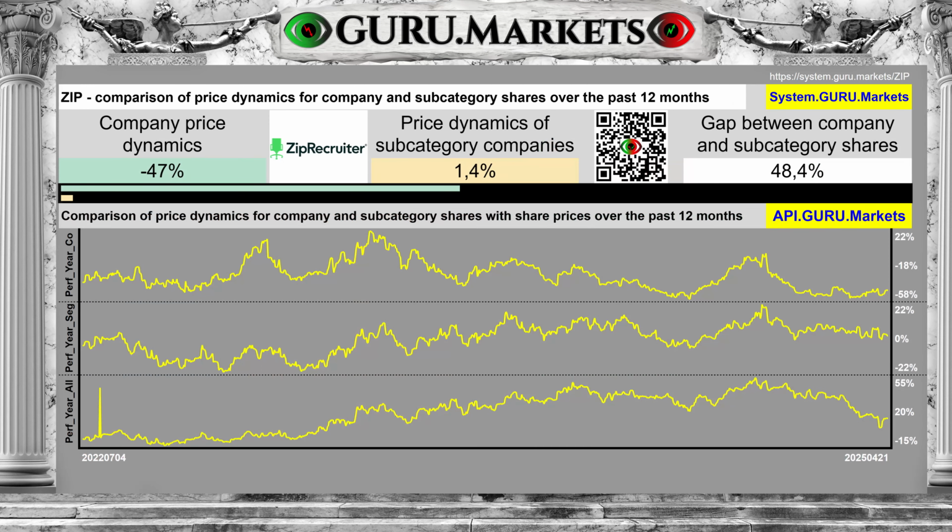Comparing the dynamics of the company's share price and subcategory shares, we can see that over 12 months the shares of ZipRecruiter Incorporated showed a change of -47%, against price dynamics of 1.4% in the subcategory. This does not say anything unambiguously, but it is necessary to keep this fact in mind.